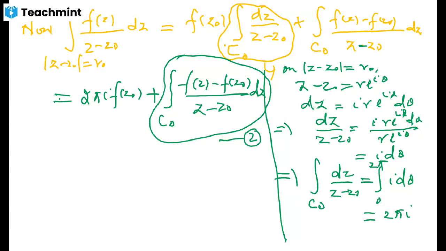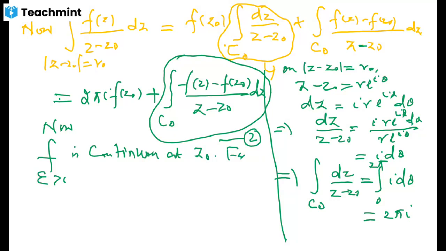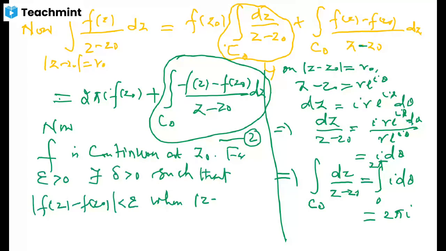This is it. Now f is analytic, so f is continuous. f is continuous at z naught. So for any arbitrarily small number epsilon bigger than 0, by continuity of the function, I can always find a delta bigger than 0 such that this inequality holds: the distance |f(z) minus f(z naught)| is less than epsilon, whenever |z minus z naught| is less than delta.